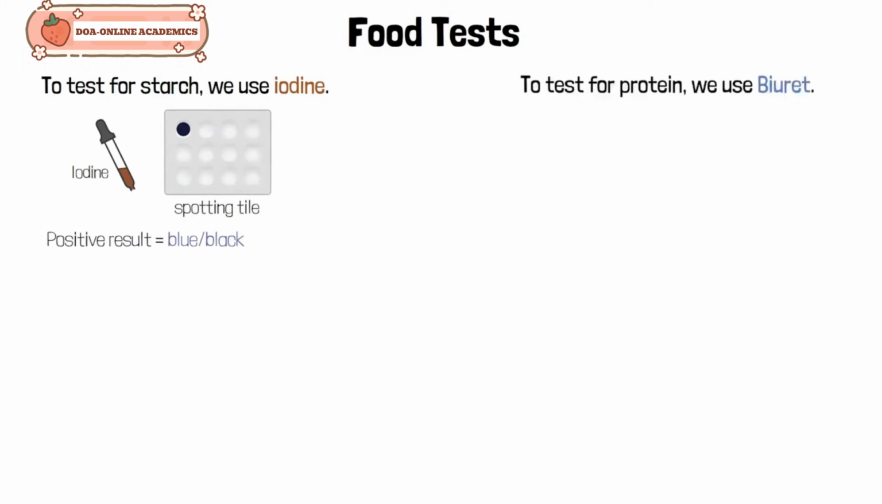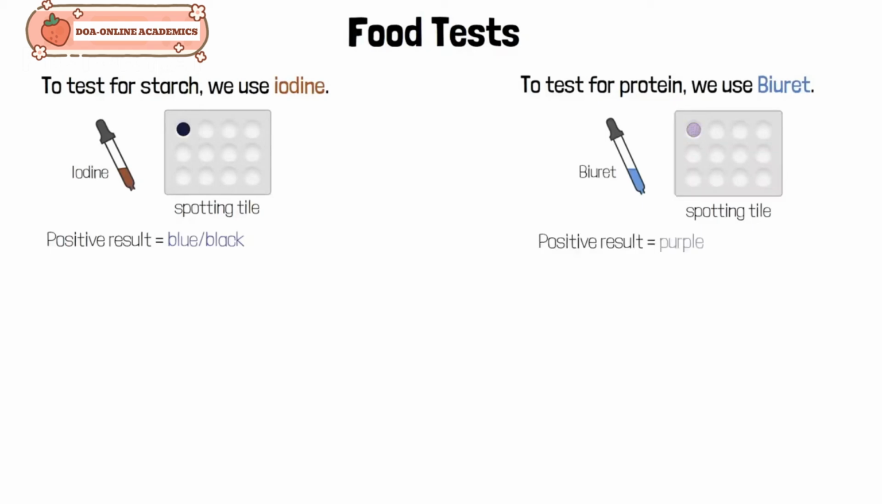To test for protein, we use a blue reagent called biuret. We add a few drops of the biuret solution, and if a food contains protein, it will turn purple. If not, it will remain blue.